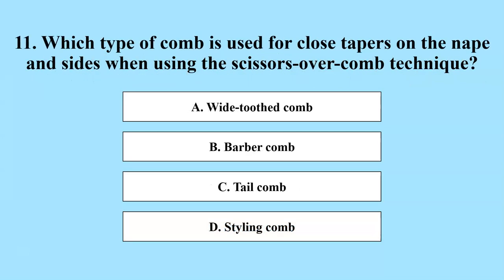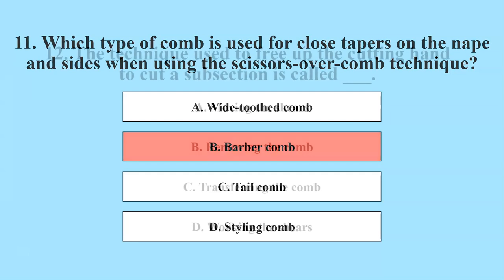Which type of comb is used for close tapers on the nape and sides when using the scissors over comb technique? Wide tooth comb, barber comb, tail comb, styling comb. If you chose B, barber comb, you are correct.